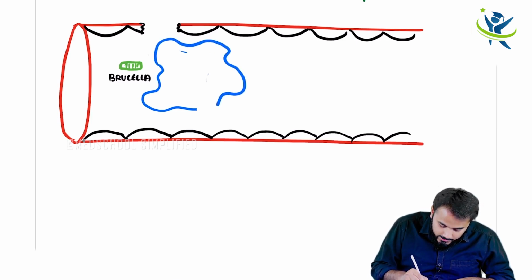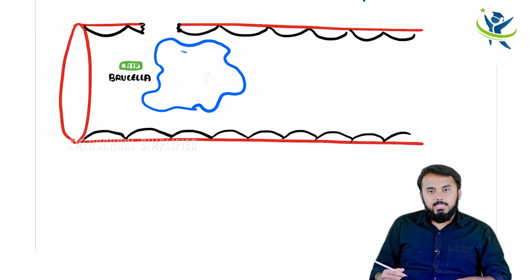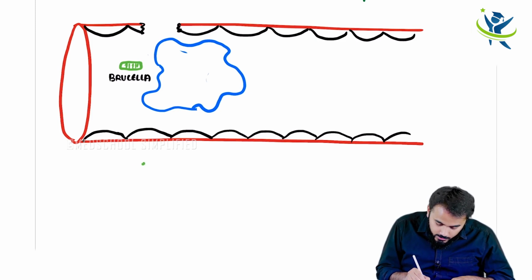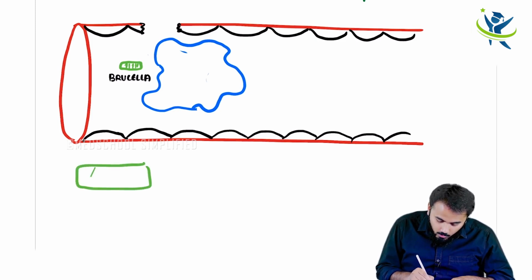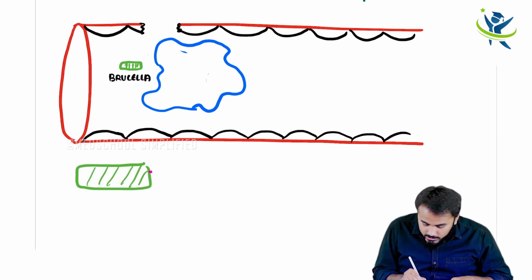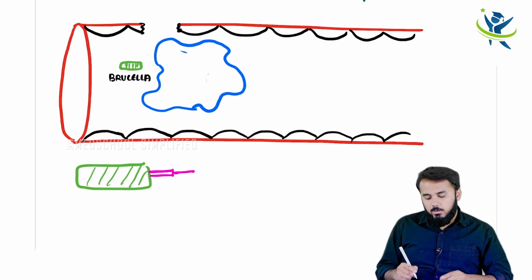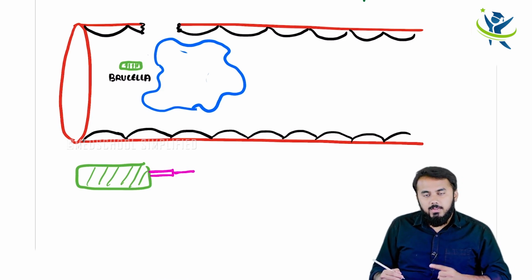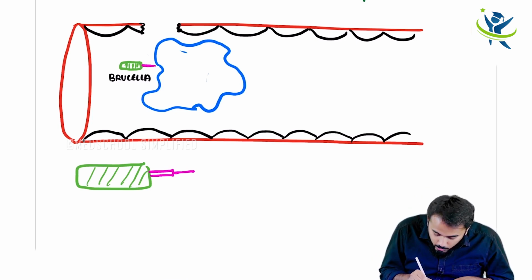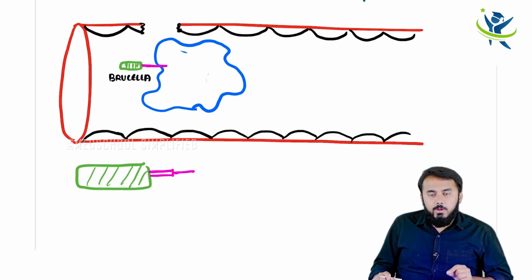Let me draw this macrophage a little bigger. The reason is, if you look closely at this Brucella, this is the Brucella, right? Now on the surface of the Brucella, you have got some molecules like this. How are these molecules? These molecules are like injections. Injection-like molecules. These injection-like molecules will make holes in this macrophage.